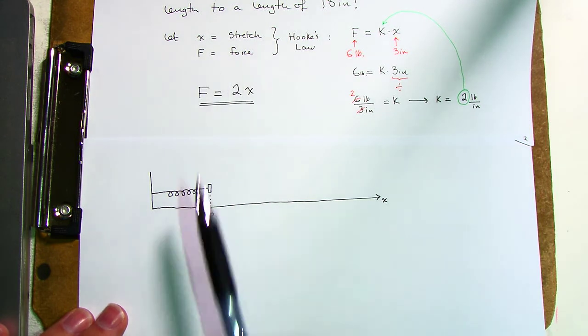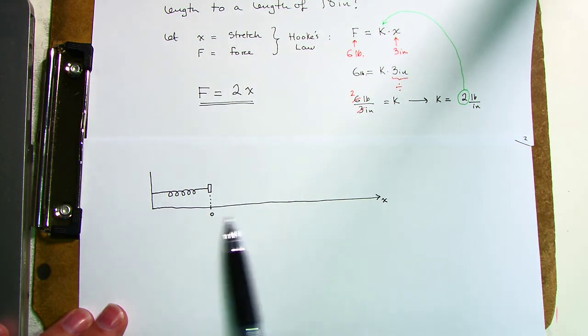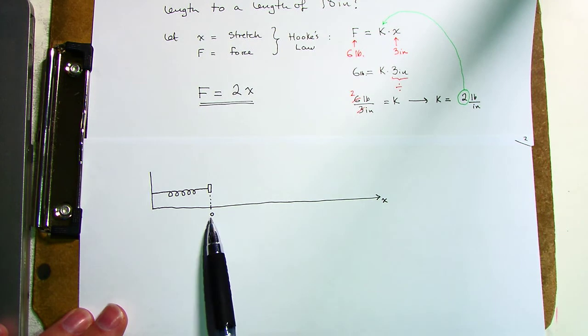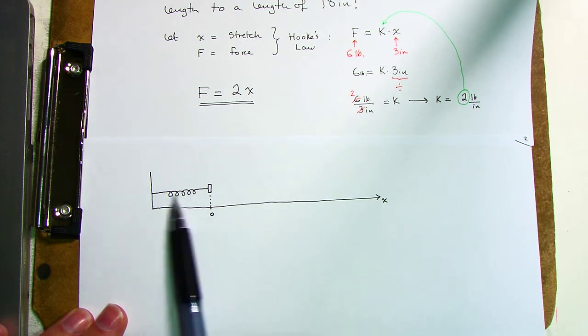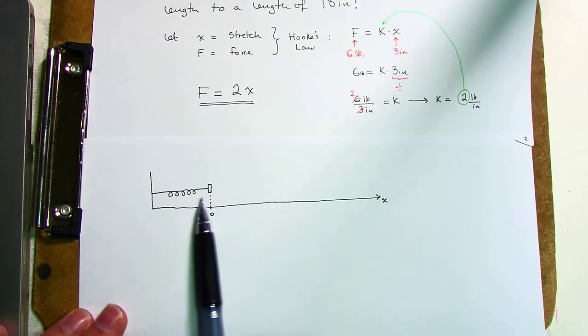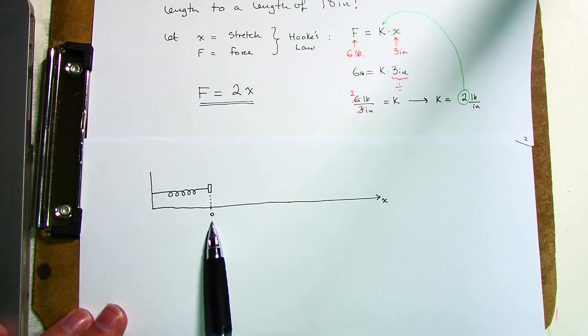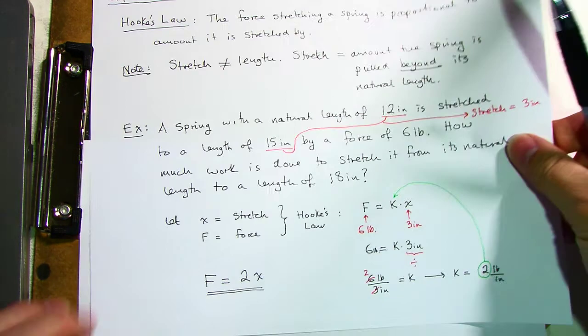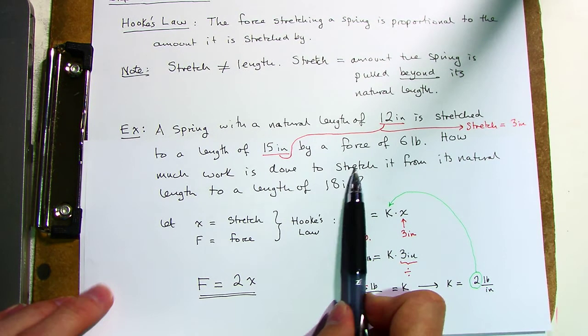Stretch. Force. The x stands for the stretch. X is how much it's stretched by. Okay. So right now, this spring is not being pulled on. This is a normal length, natural length spring. Therefore, how much stretch is it? What's x right now? 0. Yeah, it's 0. Exactly.